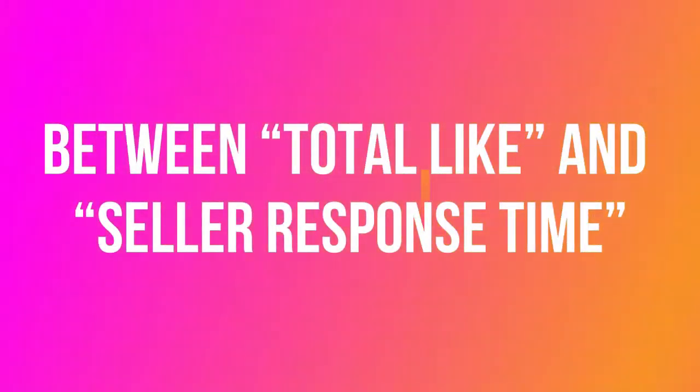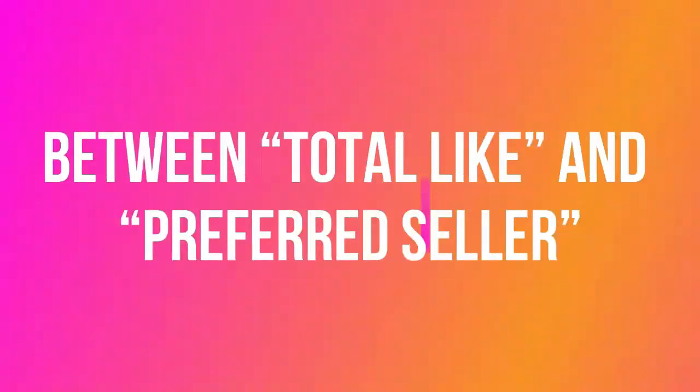The influence of total sold toward respondent purchase behavior is higher than total like. 80 out of 107 respondents vote for total sold and 13 for total like. The influence of seller response time toward respondent purchase behavior is higher than total like. 55 out of 107 respondents vote for seller response time. However, 30 vote for total like.